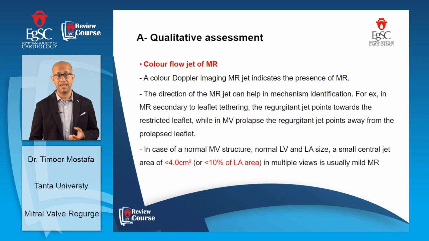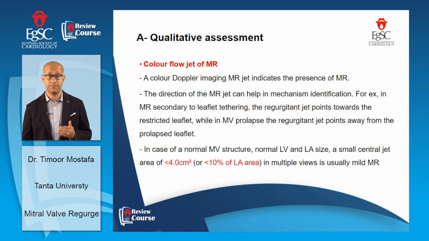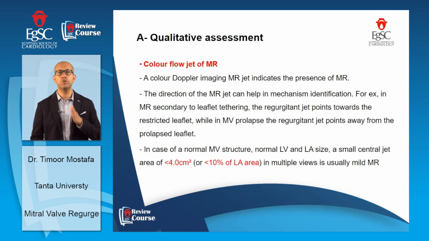A color Doppler imaging mitral regurgitation jet indicates the presence of mitral regurgitation. Direction of the mitral regurgitation jet can help in mechanism identification. For example, in mitral regurgitation secondary to leaflet tethering, the regurgitant jet is towards the restricted leaflet, while in prolapse it is away from the prolapsed leaflet.